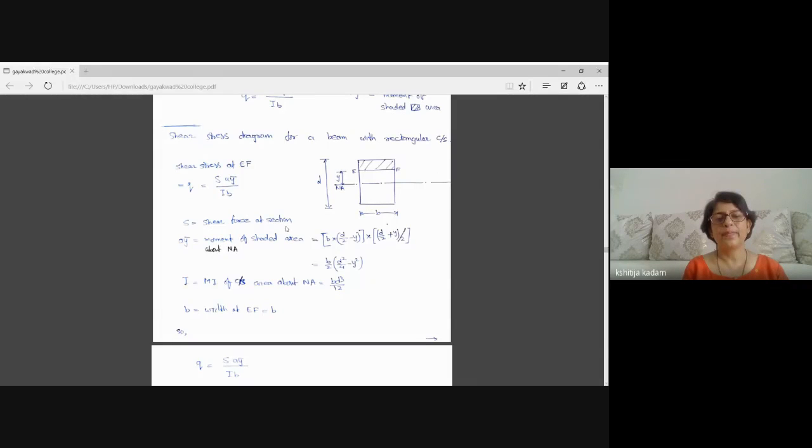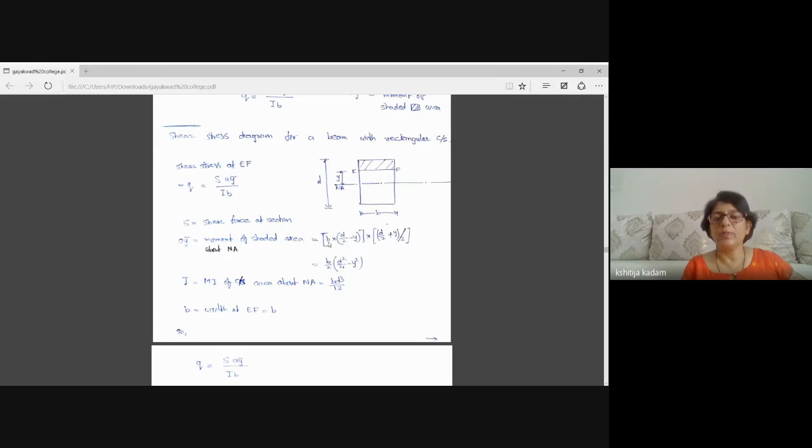S will be the shear force at a section. A Y bar, it is moment of area above that fiber. So above EF, I have shown the area with shading. So I have to find out moment of this shaded area about neutral axis. So you can see it is moment of area. So first I will write area, then multiplied by distance of neutral axis from the centroid of this shaded area.